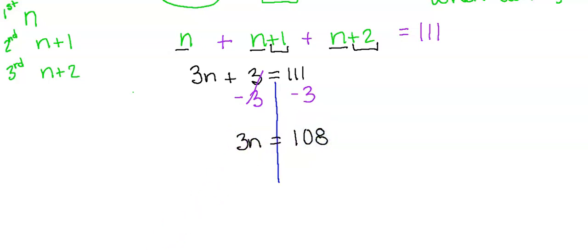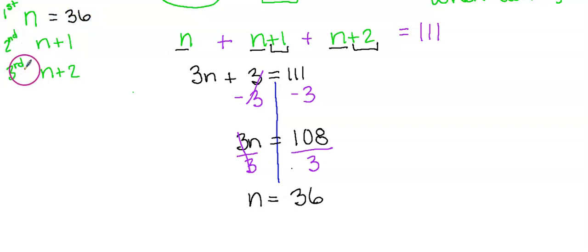3n is the same as 3 times n, so the opposite of multiply is divide. Divide one side by 3, I have to then divide the other side by 3. 108 divided by 3 gives me 36. I have now found my n. I need to find my n plus 1 and my n plus 2. So n plus 1 is 36 plus 1, 37. And plus 2 is 36 plus 2, which is 38.